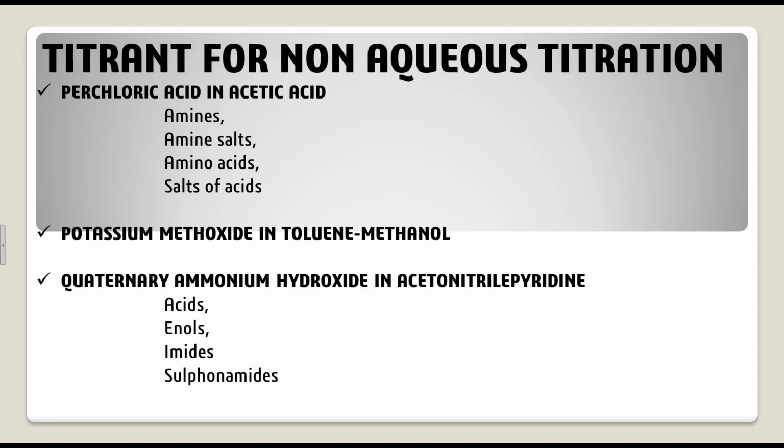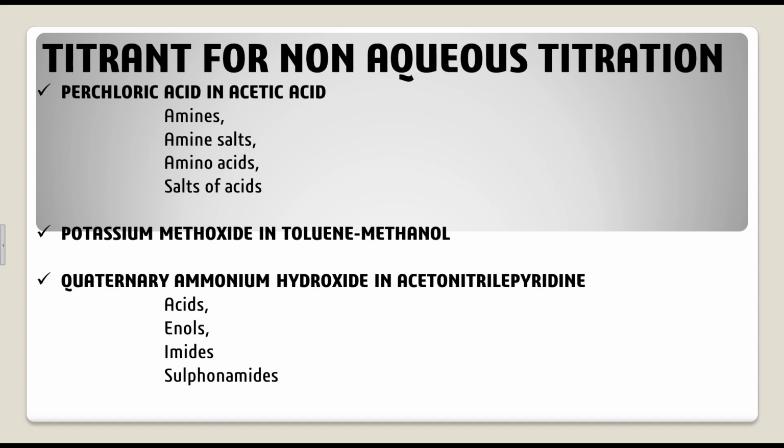What next? Titrants for non-aqueous titration. There are three types: perchloric acid in acetic acid, potassium ethoxide in toluene and methanol, and quaternary ammonium hydroxide in acetonitrile. Perchloric acid in acetic acid is used as a titrant for amines, amine salts, amino acids, and salts of acids. Quaternary ammonium hydroxide in acetonitrile is used as a titrant for acids, enols, imides, and sulfonamides.